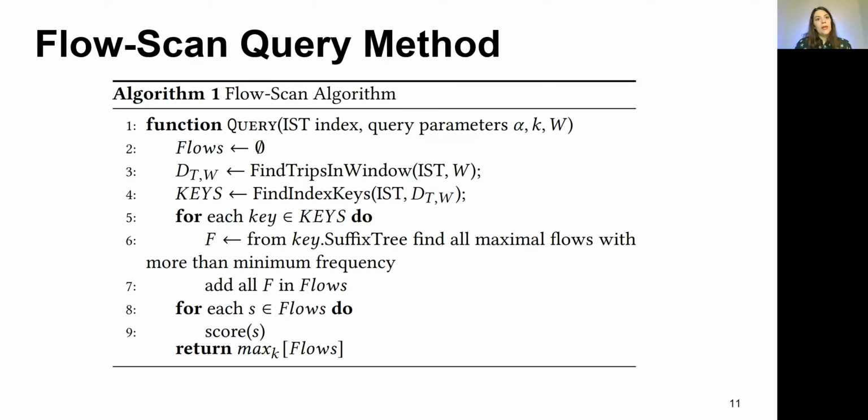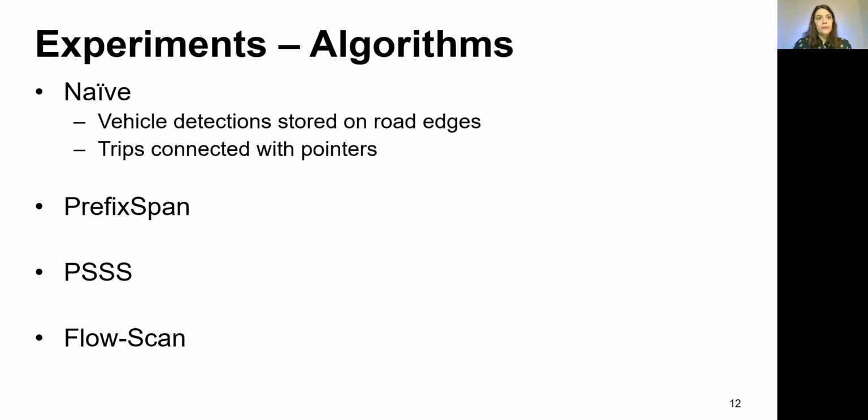Then, it identifies which keys from the IST index need to be traversed. The third step is to find all the flows that are longer and more frequent than the minimum length and frequency. The last step is to calculate the score for all the found flows and then return the K ones with the highest score. Note that our proposed data structure and method do not depend on the road network, and so they enable to overcome the limitations of the previous work with the successor list.